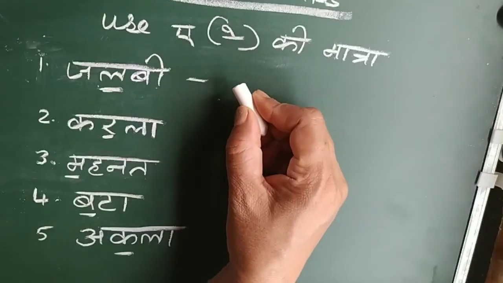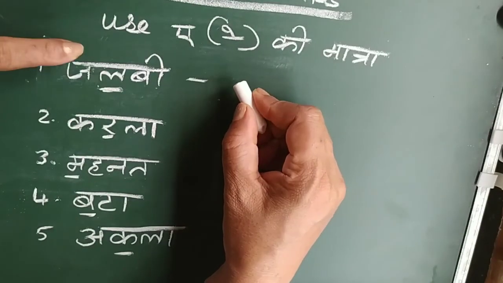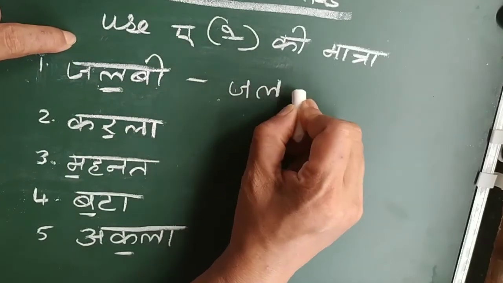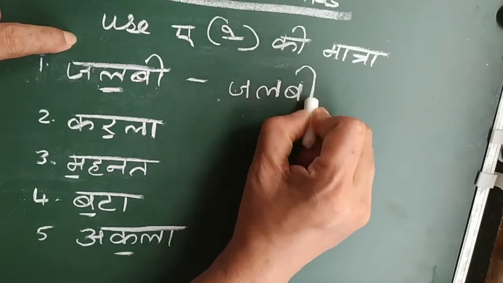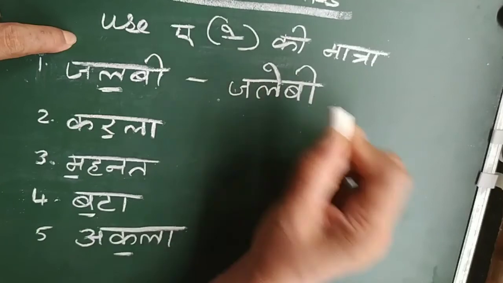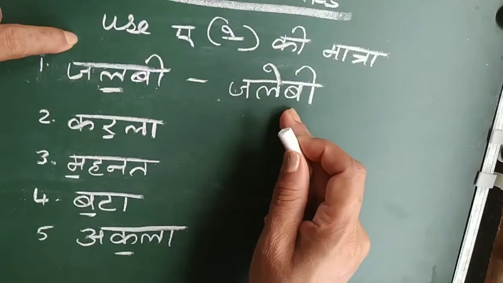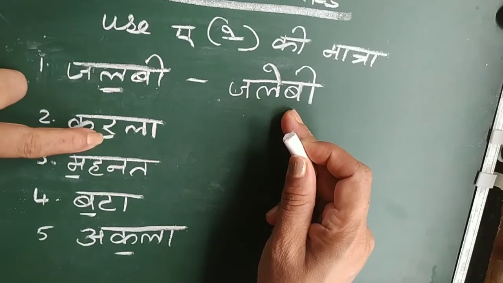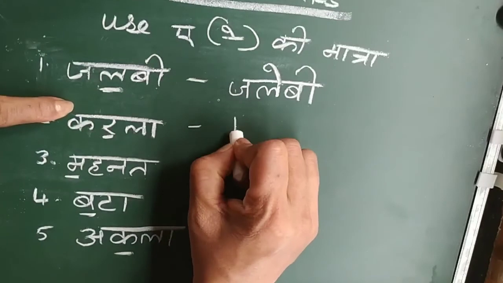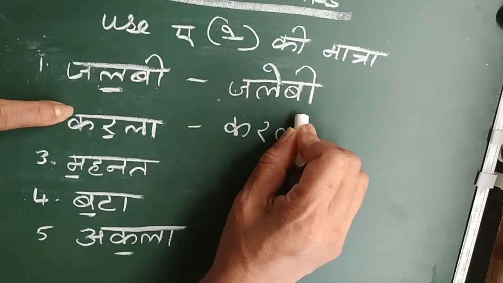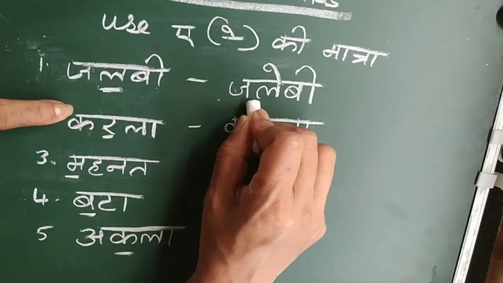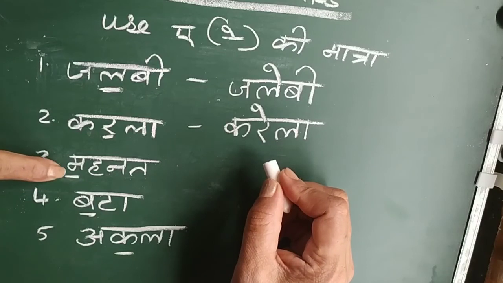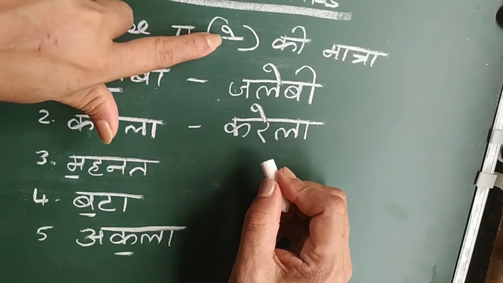Jalebi. See here, above la, you have to add the symbol A. Ja, le, bi. Jalebi. See, this is the answer. Now karela, where we have to add the symbol above the second letter. Ka, re, la. Karela. Now mehnat, here above me, you have to add the symbol A.